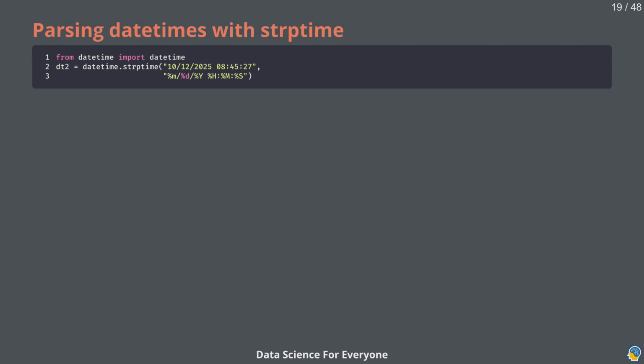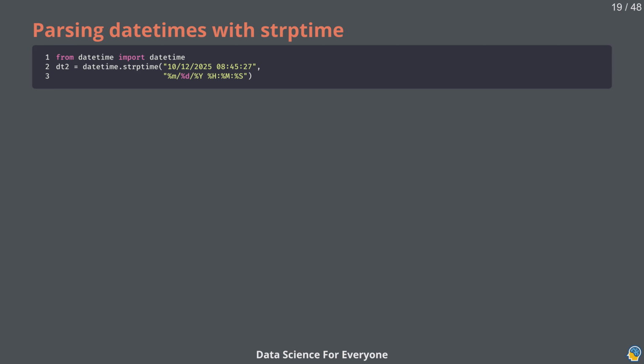Now let's turn a string into a datetime. This is useful when we get dates from text files, websites, or APIs. To start, import the datetime class from the datetime module. The function we'll use is called strptime, which means string parse time. It takes 2 arguments, the string that contains the datetime and a format string that tells Python how to read it. Let's say we have a string 10/12/2025 08:45:27. That's October 12, 2025 at 8:45:27 a.m.